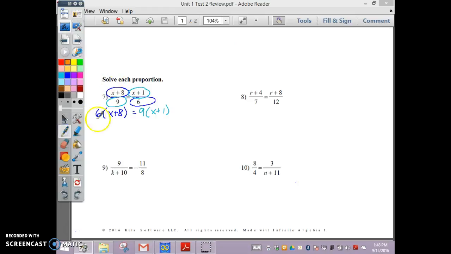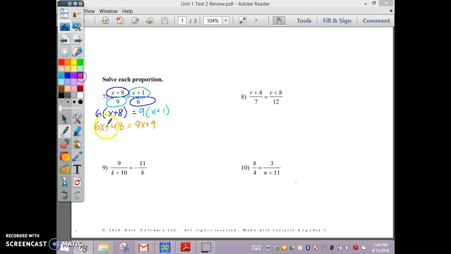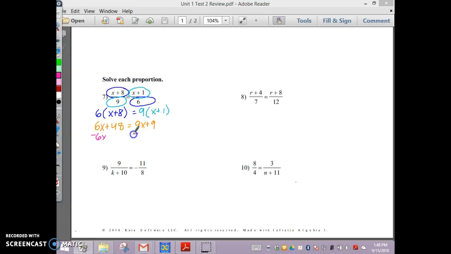So we have to distribute our 6, so that becomes 6x plus 48 is equal to 9x plus 9. I'm going to subtract the 6x from both sides, and I get 48 is equal to 3x plus 9. Subtract 9 from both sides. 3x is equal to 39, sorry. And divide both sides by 3, and I get 13.